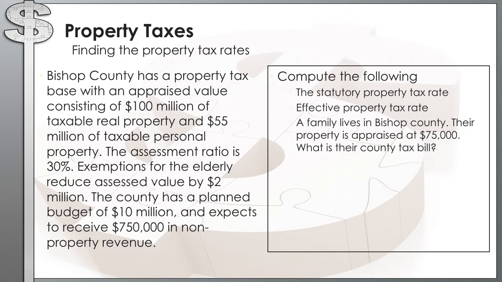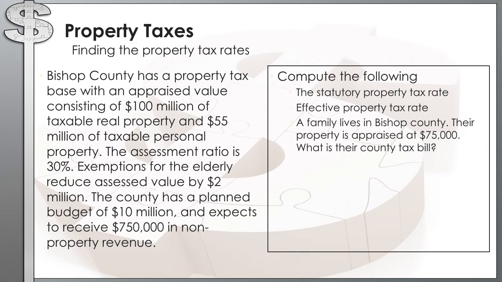Okay? So now, Bishop County has a property tax base with an appraised value consisting of $100 million of taxable real property and $55 million of taxable personal property. The assessment ratio is 30%. Exemptions for the elderly reduce assessed value by $2 million. The county has a planned budget of $10 million and expects to receive $750,000 in non-property revenue.